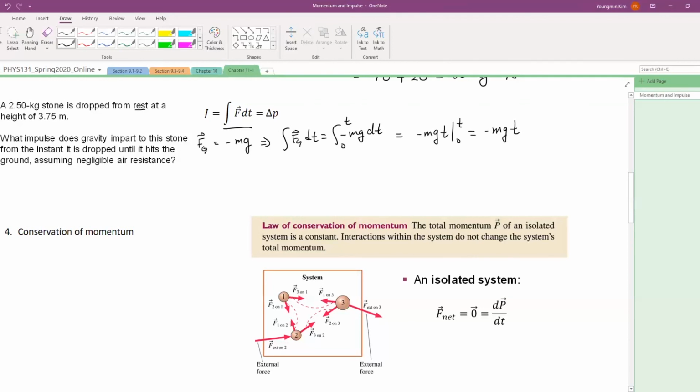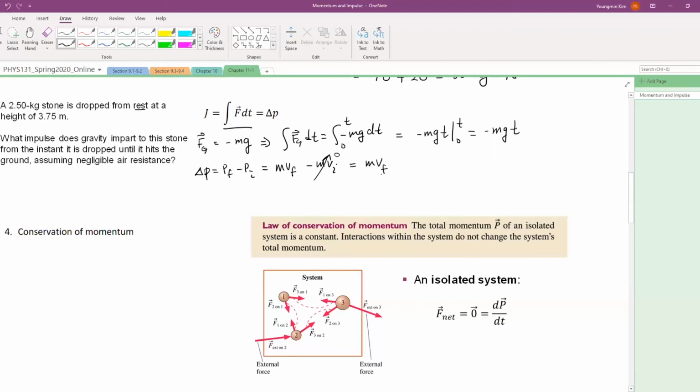Okay, now let's do it from the momentum side. Change of momentum is final momentum minus initial momentum. That is the mass times the final velocity minus mass times the initial velocity. In this case, we already know it was dropped from rest, so this part is equal to 0. So change in momentum is simply equal to mass times the final velocity.